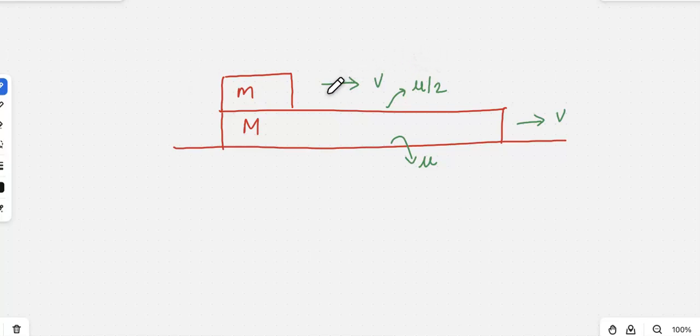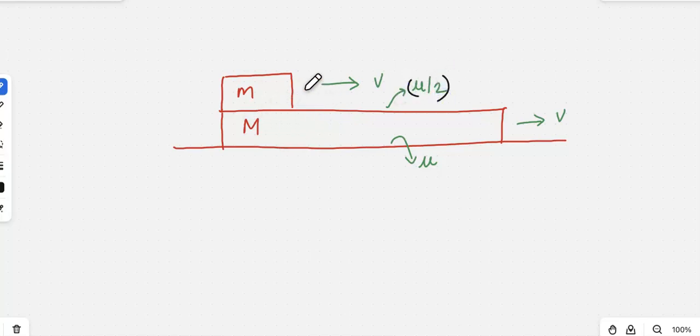Let's look at this question. There is a smaller block which is kept on the top of the bigger block. The whole system is placed on a ground where the frictional coefficient is mu between the bigger block and the ground, and the smaller block and the bigger block M have a frictional coefficient of mu by 2.